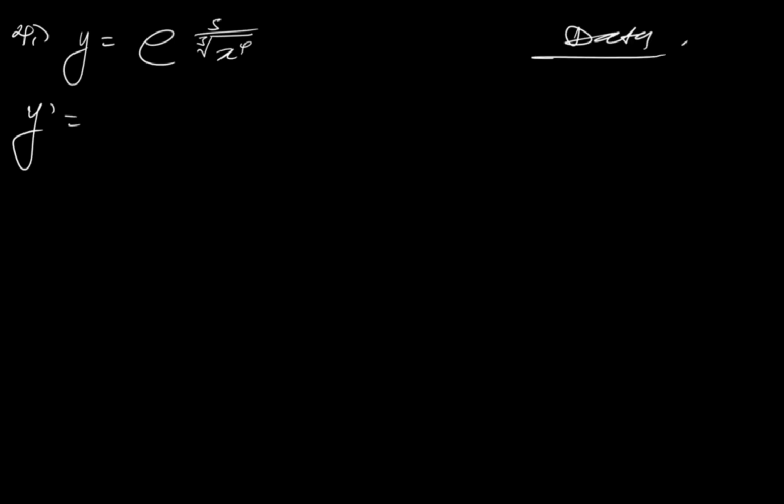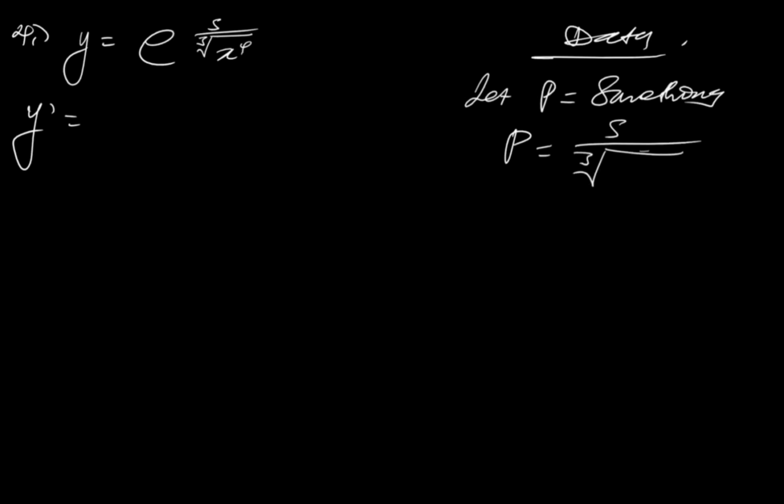Example number 4. Given that y is equal to e to the 5 over the cube root of x to the 4th, let's find the derivative, which is y prime. Remember, e to the something is always the derivative of something times e to the something. So let p equal to what? Something. And our something in this case is the power of e, which is 5 over the cube root of x to the 4th.